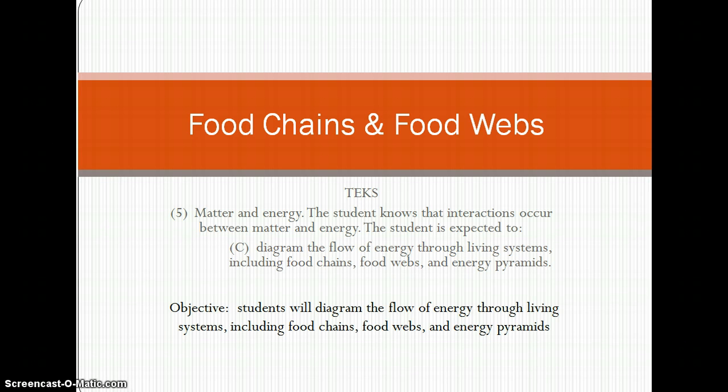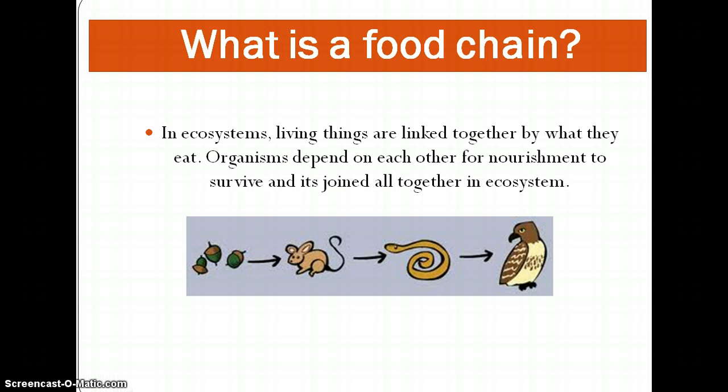First off, ask yourselves, what is a food chain? We've all heard of food chains, like lions are the top of the food chain. In ecosystems, living things are linked together by what they eat. Organisms depend on each other for nourishment to survive, and it's all joined together in an ecosystem.